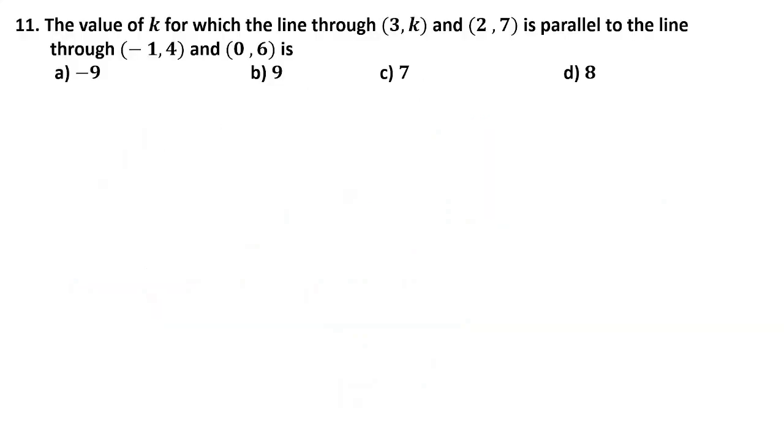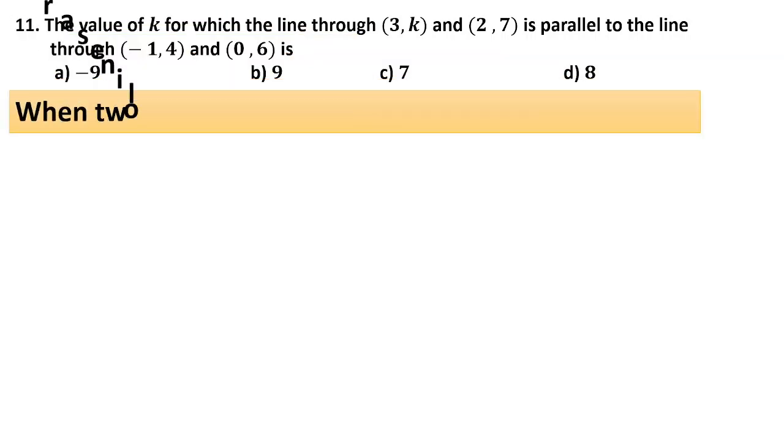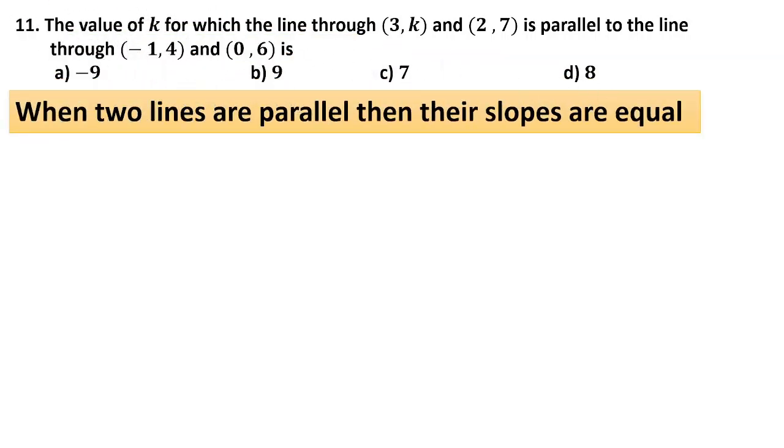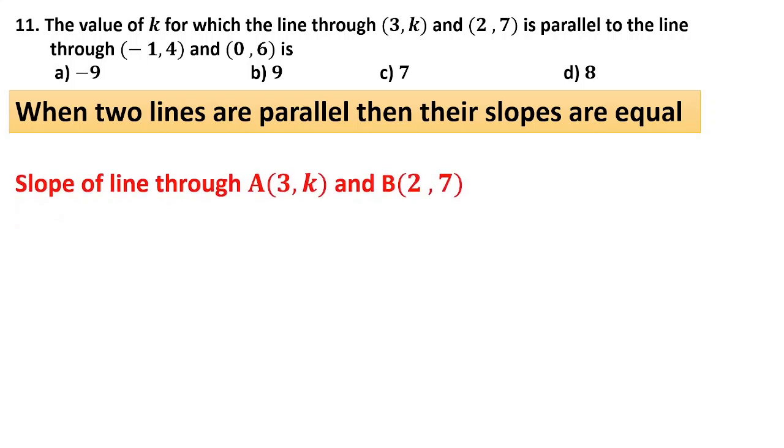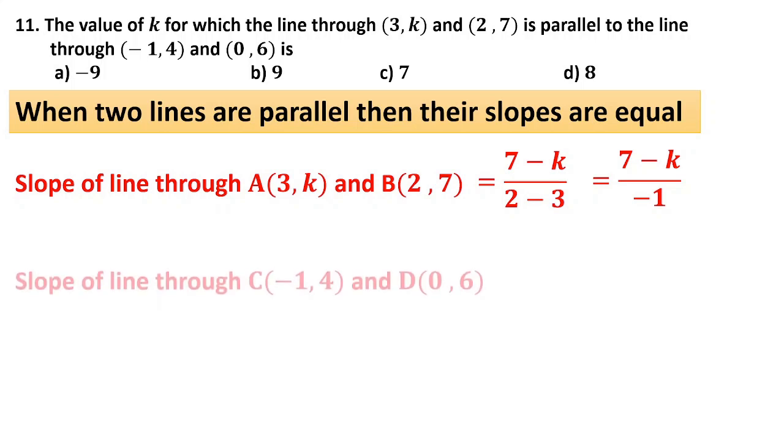Question number 11. The value of k for which the line through 3 comma k and 2 comma 7 is parallel to the line through minus 1 comma 4 and 0 comma 6. Let us recollect that when two lines are parallel, their slopes are equal. We have to find the slope of the first line through the first 2 points and the next 2 points. Slope of the line through A, 3 comma k and 2 comma 7, using the formula y2 minus y1 upon x2 minus x1, we are getting 7 minus k by minus 1, or k minus 7.